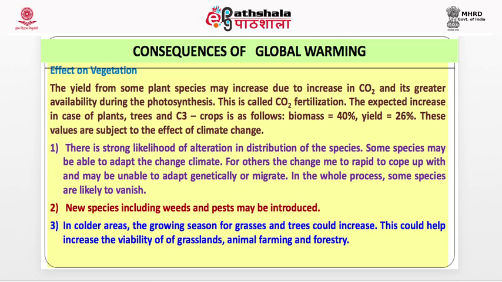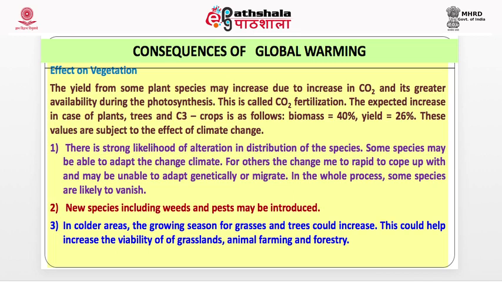What are the consequences of global warming? The vegetation will be affected. The yield from some plant species may increase due to increase in CO2. If there is more CO2, the plants need CO2 for their food production, for fruit. And some species, due to increase in CO2, may give better yield.